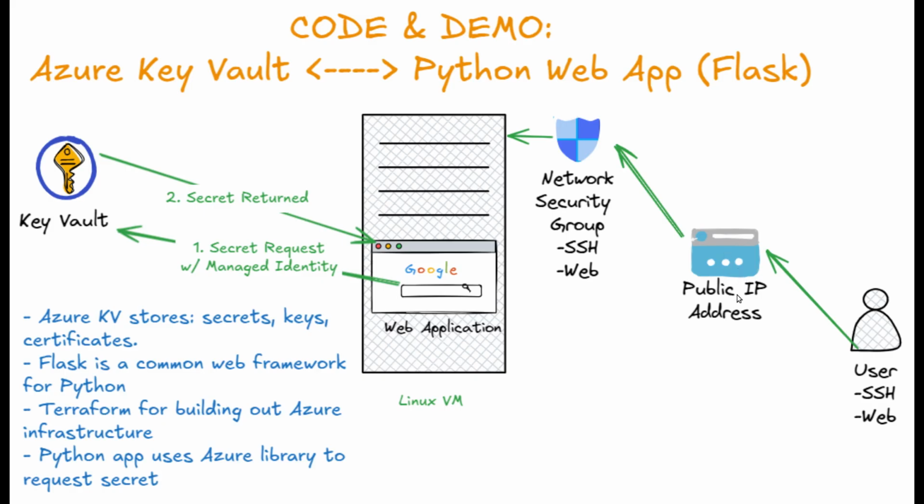Of course, you may want to restrict SSH to private IPs, use a VPN, but anyway, for this demo, it'll all be through a public IP address. There's a network security group in Azure that will only allow in SSH and web access. And then the way that the app sitting on the VM works is that the app will use a library. It will make a request for a secret to the Key Vault.